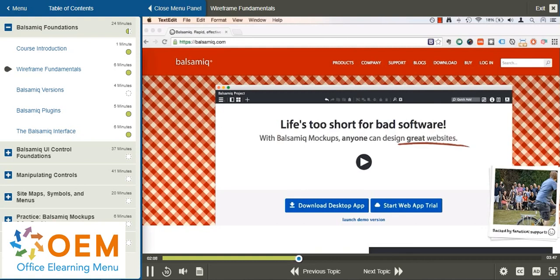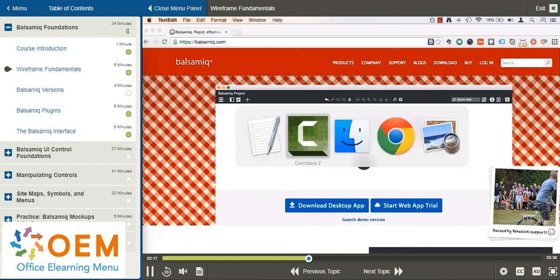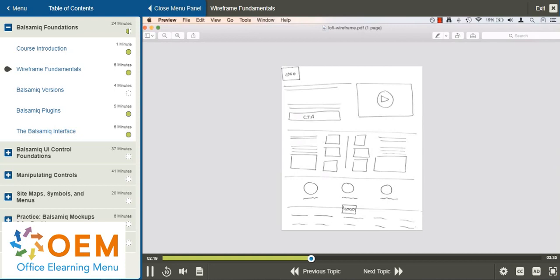Wireframes can also have different levels of detail, and these levels can be broken up into two types of wireframes: low fidelity and high fidelity. So we can have a look at a low fidelity wireframe.